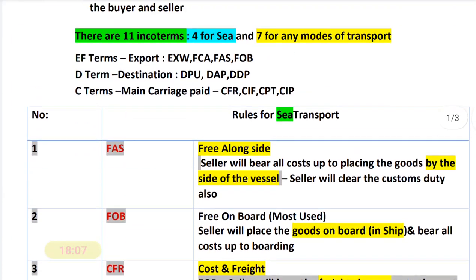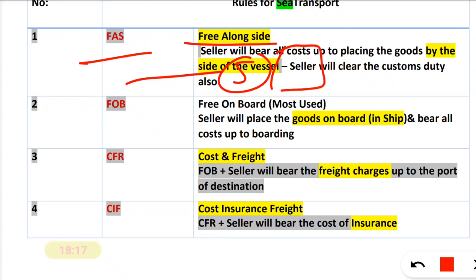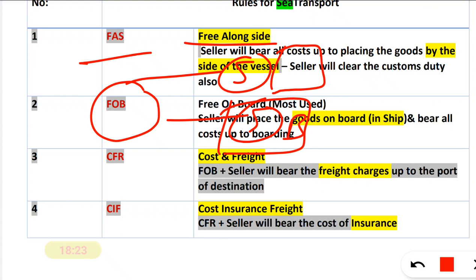If you know the meaning, you will get the responsibility of the seller. So FAS means free alongside. Seller will only keep the goods just nearer to the vessel or the ship. Free on board means seller will place the goods on the ship or the board.